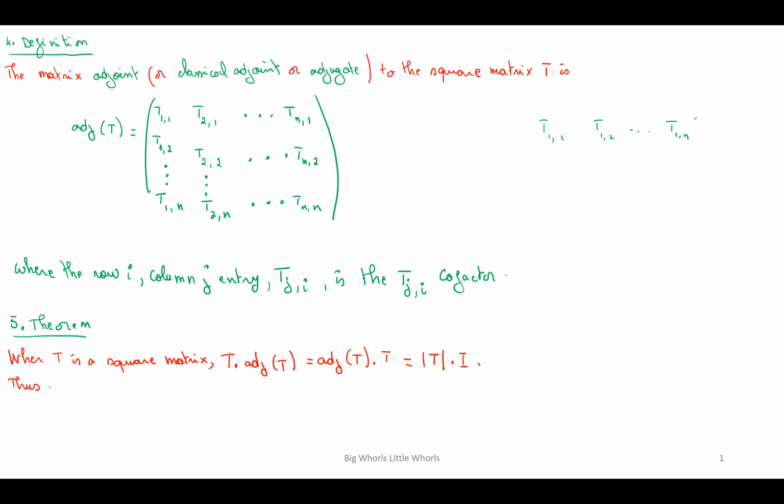First, if T has an inverse, that means if determinant of T is different from 0, then we have a nice formula here to find the inverse of T using the adjoint and determinant: inverse of T is equal to 1 over determinant of T multiplied by the adjoint of T. Okay, so let's do one example to illustrate the definition and the theorem.